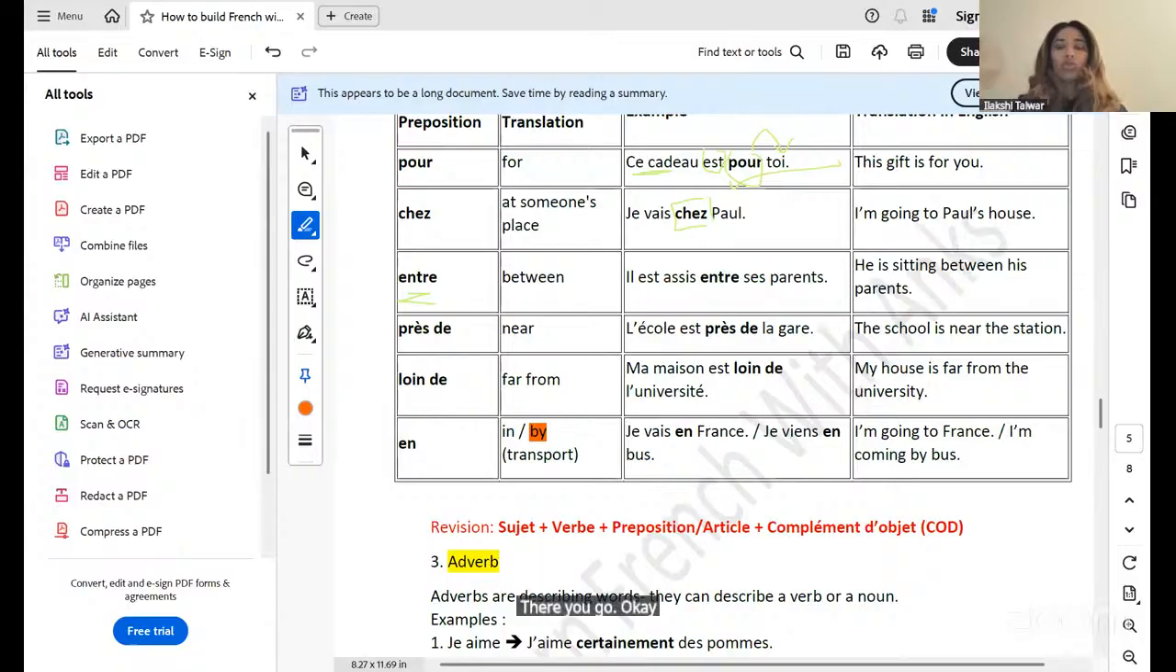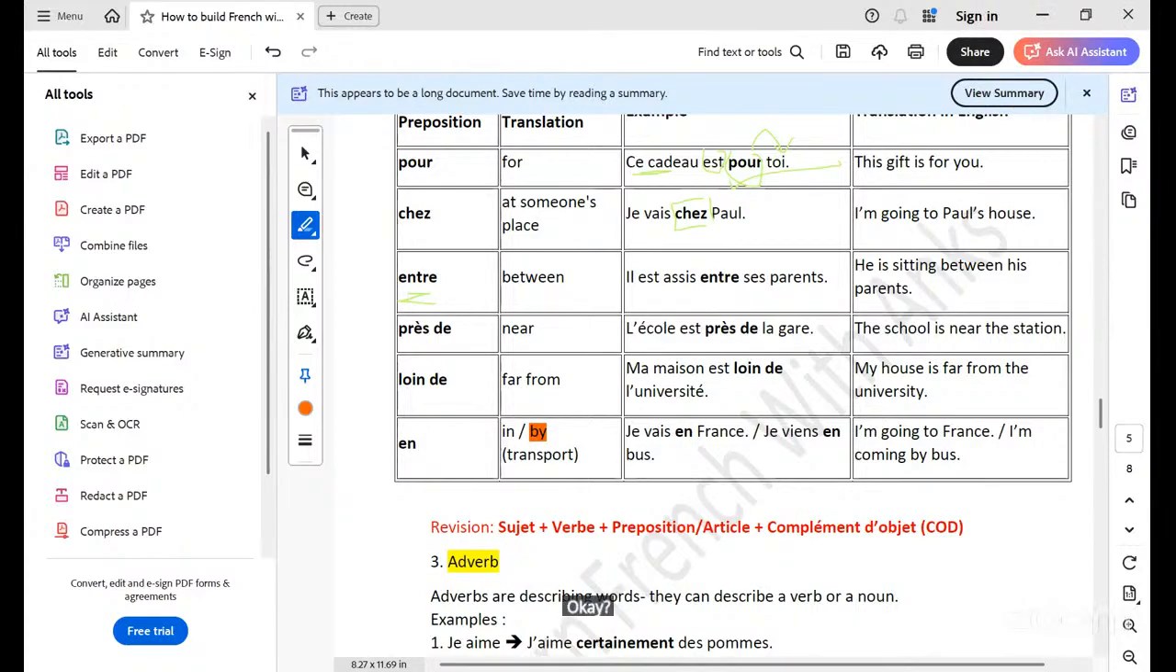Le colis a été envoyé par avion, by the plane. The message was transmitted by radio. Now this "by" is "par", but your mode of expression of transportation is "en" or "à". Okay, thank you.